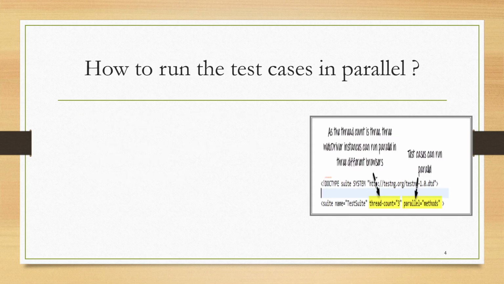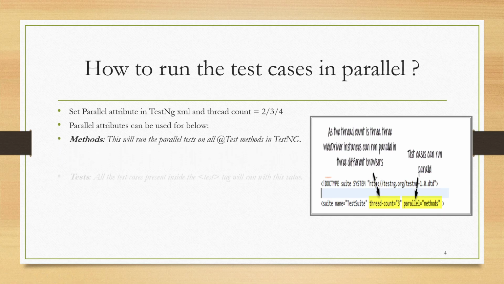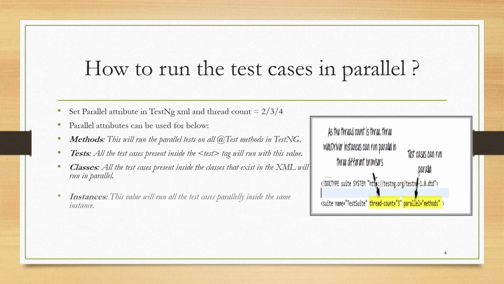Next question, how to run the test cases in parallel. This is a very important question asked many times during your testing interviews. If you are using TestNG, you can just simply put the parallel attribute in the TestNG XML and thread count as 2, 3, 4 as per your requirement. So you can see in the diagram how the thread count has been 3, and the parallel testing is done on methods. So these are the values, methods, tests, classes, and instances, which can be used as a parallel attribute.